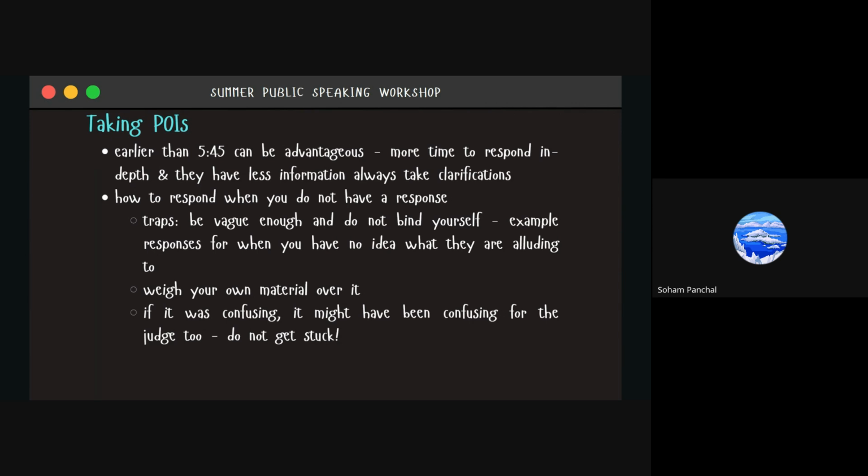Also, try to have gaps between your POIs. Do not take them simultaneously. If you have just taken a POI and responded to it, and there is a new POI, do not jump onto that new POI, because then you would forget your own speech and just go on battling with the POIs, and you'll not be able to put your own content in. Yeah. So any doubt for this?